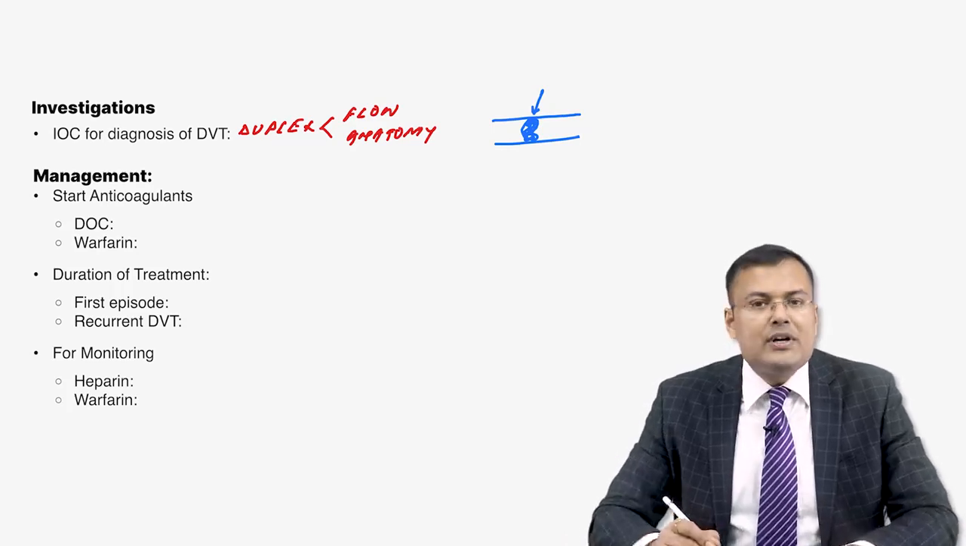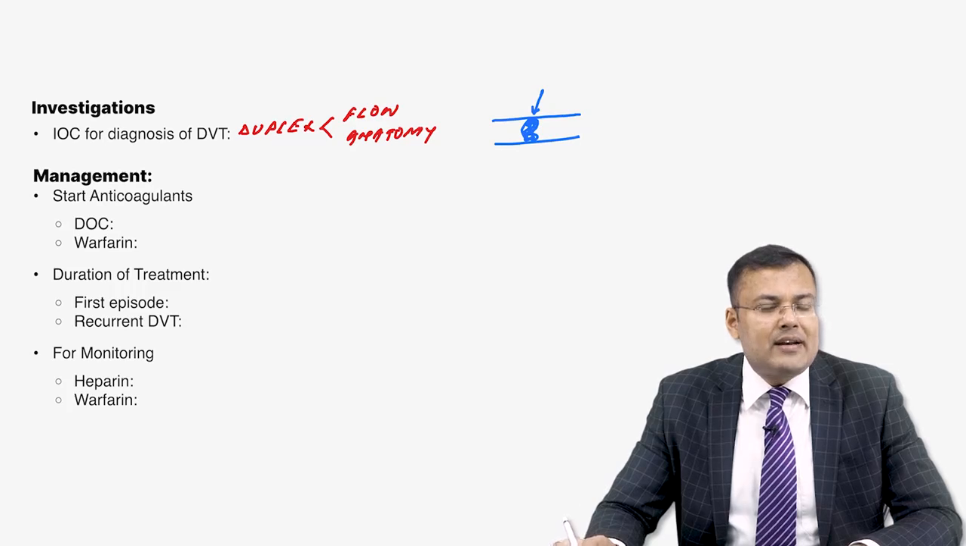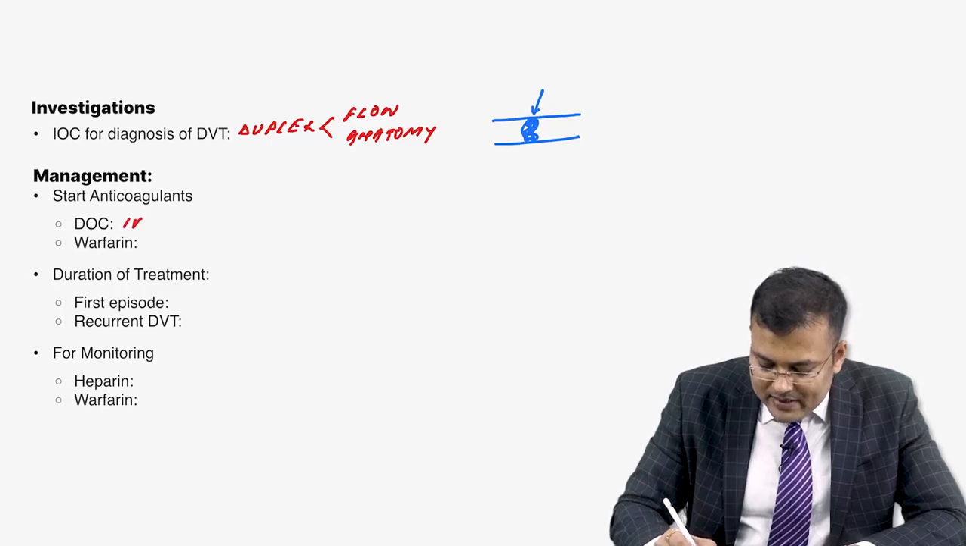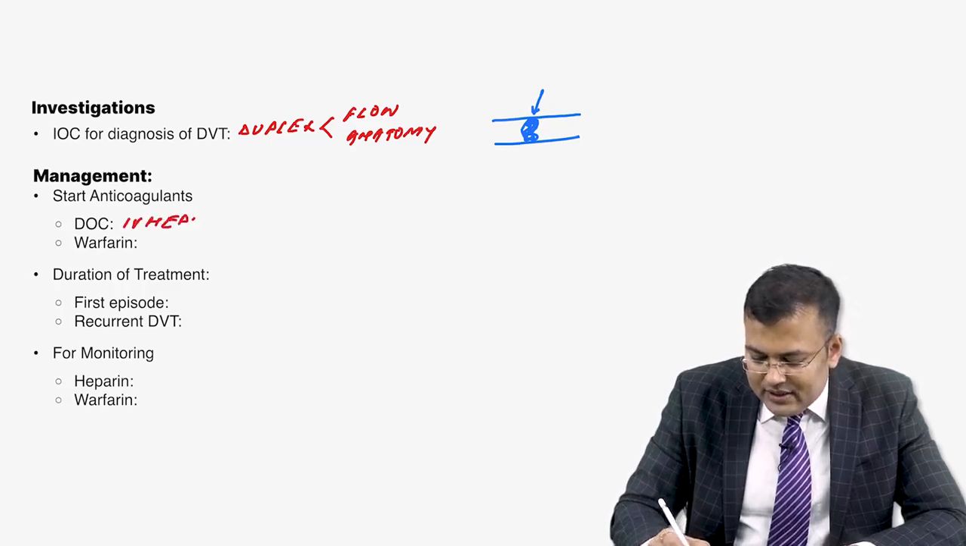Can you tell me what's the drug of choice? Here we are going to start IV heparin. And for how many days is it given? 5 days. So the drug of choice is IV heparin, and it is given for 5 days.